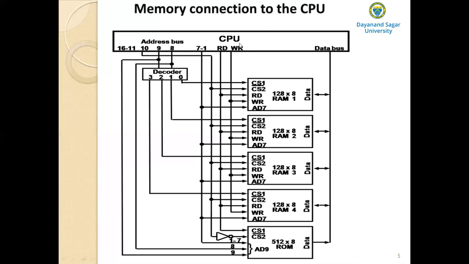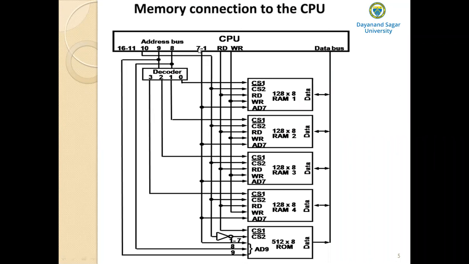So what does the CPU have? The CPU has an address bus, from 1 to 16. If you assume a 16-bit address bus, the address lines are numbered from 1 to 16. Out of this, how many address lines are required for this memory chip configuration? So RAM requires only 7 address lines.